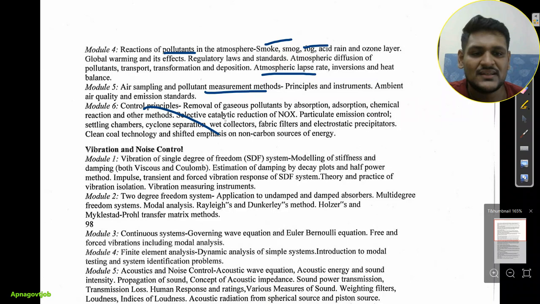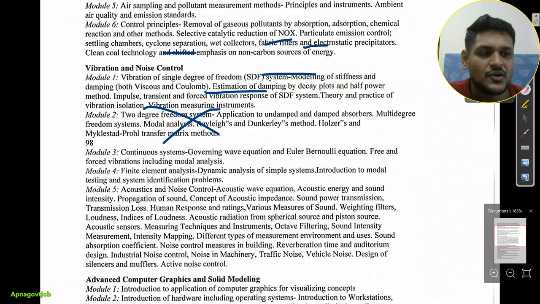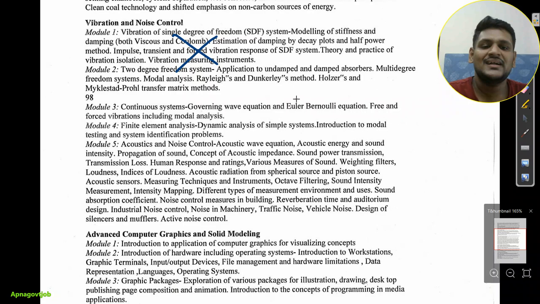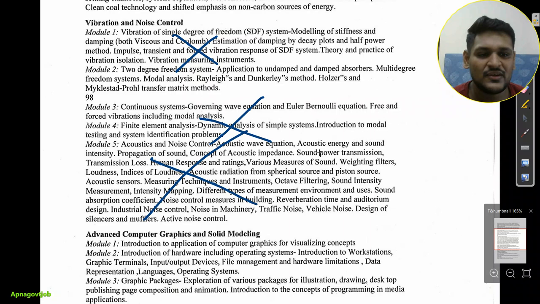Then vibration and noise control. So here also there is no sense to do this vibration and noise control, so okay, you can leave this. If you studied this in your engineering, definitely you can revise, but I know that lots of, I can say 98% of candidates do not refer to engineering books again, so definitely you can leave this. Okay, so every topic you can leave.